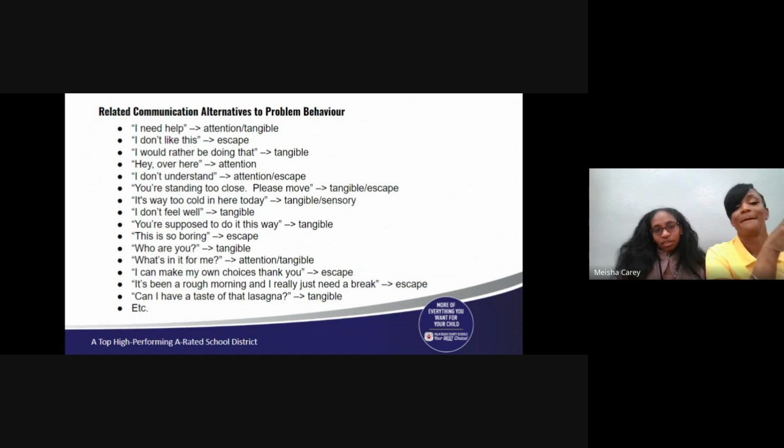This slide talks about related communication alternatives to problem behaviors. When we did that functional assessment and figured out the function of their behaviors, on the right side you'll see the different functions of behaviors. Based on that, you'll teach them an appropriate communication alternative. If they're trying to get attention or a tangible, you teach the child how to ask for help by saying, I need help. If they're trying to escape a situation, you teach them to say, okay, this is boring, instead of just leaving. It lists several different communication alternatives that the child could do instead of the problem behavior.